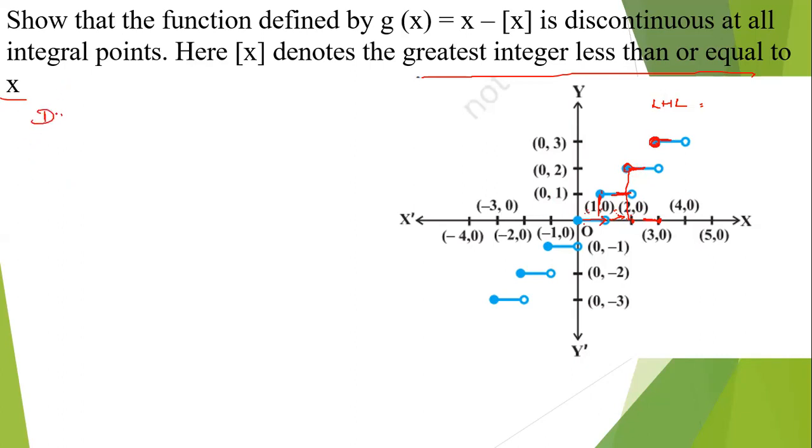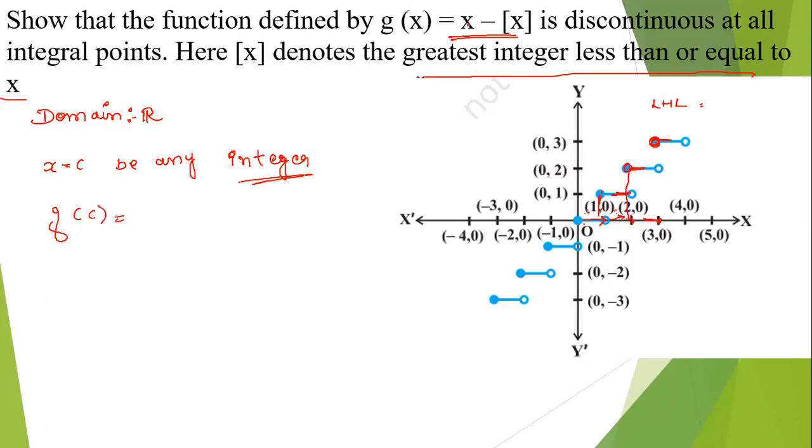So what is the domain here? The domain is the entire real number system. It is defined throughout the real number system. Let me take a point C, be any real number, be any integer. Here we have to take two cases, when it is an integer and when it is not an integer. So what will be g of C? G of C will be C minus box C. That is nothing but C minus C, that is 0.